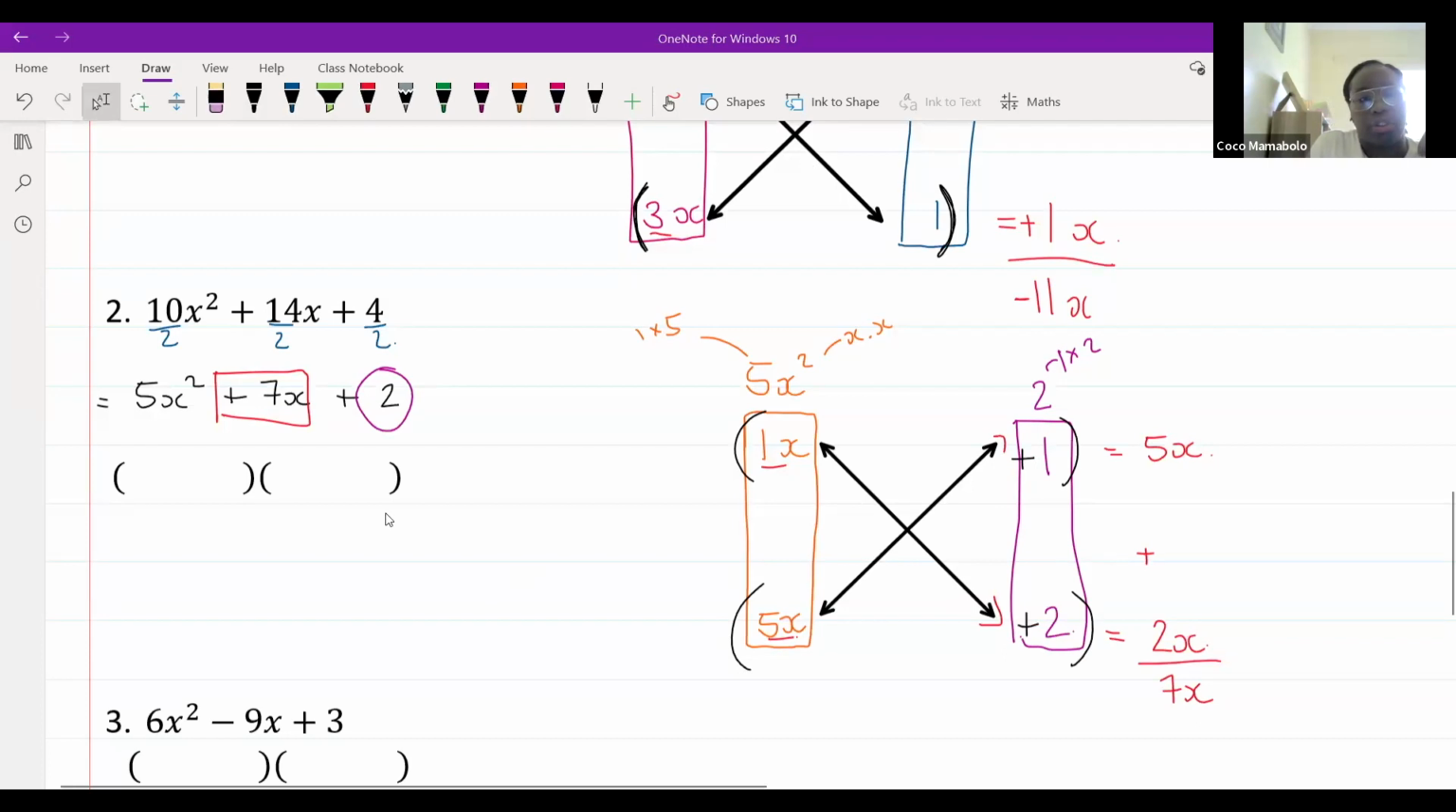So I'm going to start with the first one. I'm going to get x plus 1 because I have 1x. 1x is just the same as x. And then over here, I'm going to get 5x plus 2.